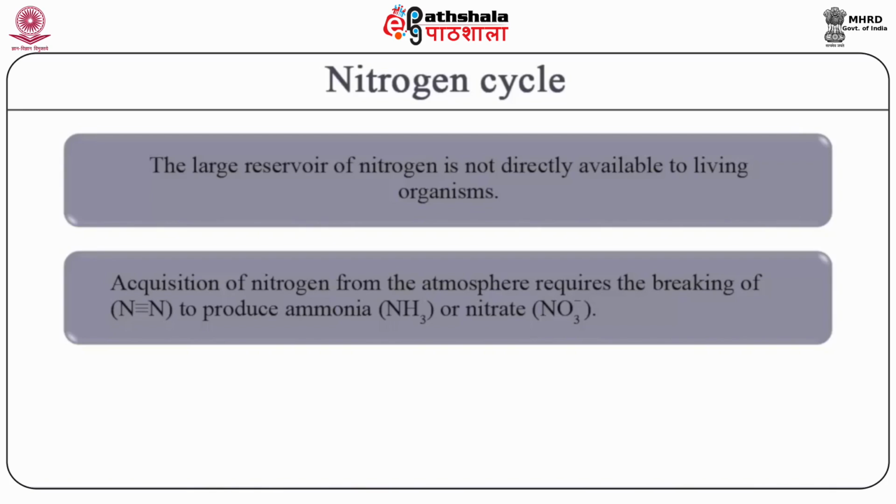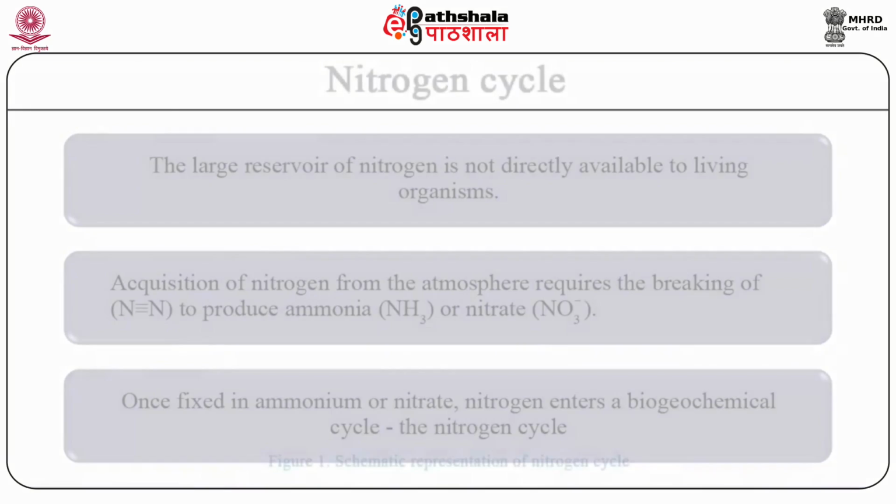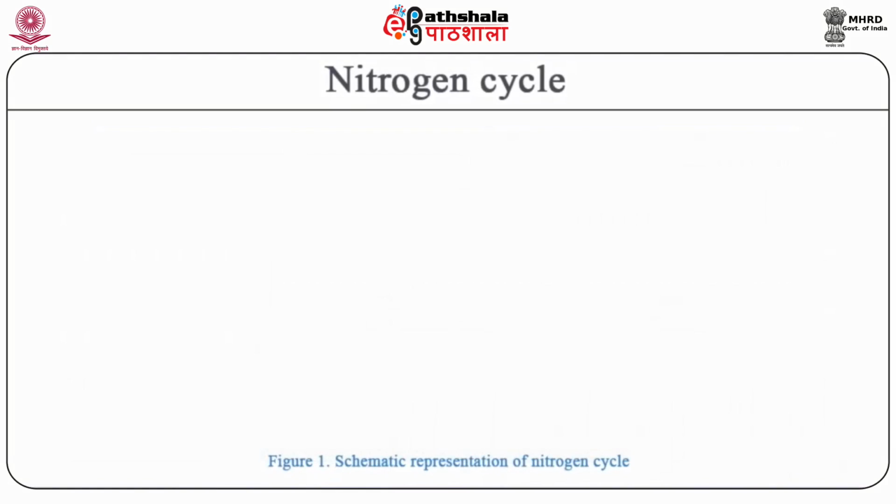It plays an important role in the mobilization of nitrogen in the ecosystem. Once fixed in ammonium or nitrate, nitrogen enters a biogeochemical cycle, the nitrogen cycle, and passes through several organic or inorganic forms before it eventually returns to molecular nitrogen. This figure shows the nitrogen cycle.